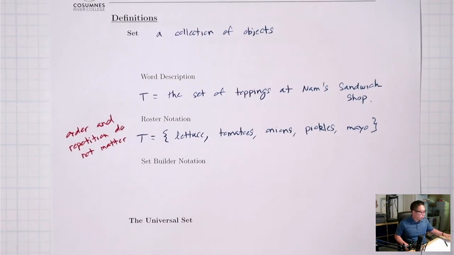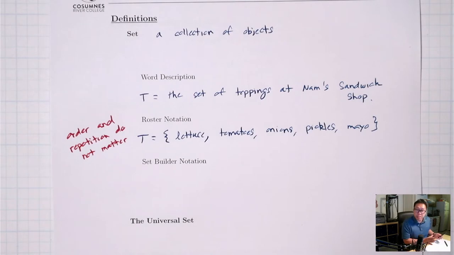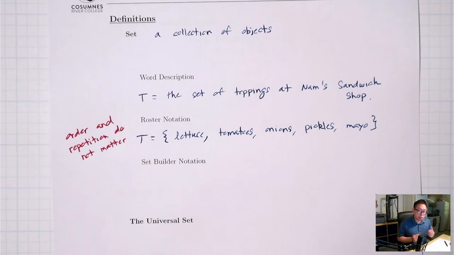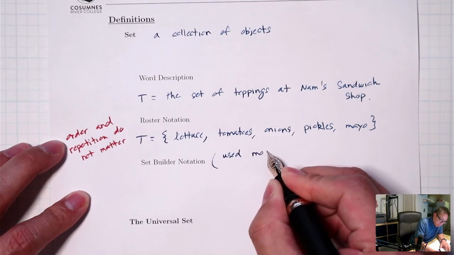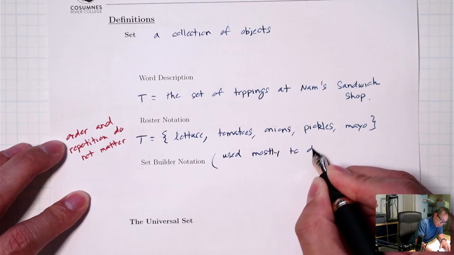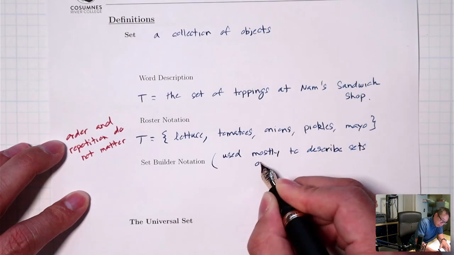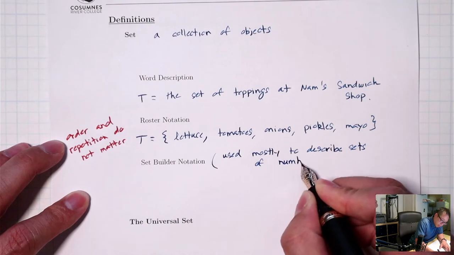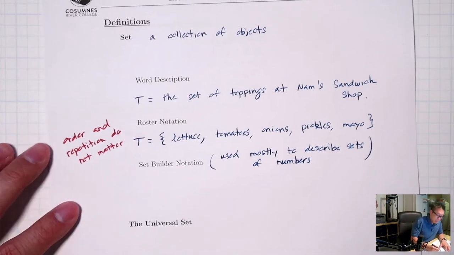The third way is using what's called set builder notation. So we're not going to deal too much with set builder notation in this class. So let me just tell you what it is, and then this will probably be the last time you see it in this class. So set builder notation is used mostly to describe sets of numbers. And let me show you what this looks like.